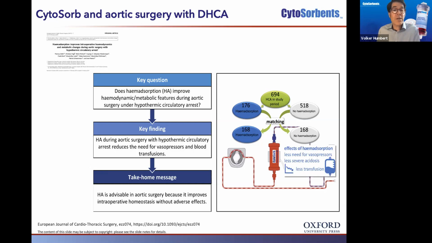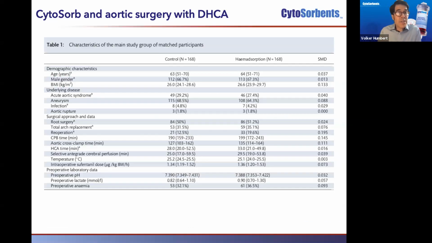control patients. And after a propensity score matching, we found nearly 170 patients on each side to be compared. The key finding was that the use of Cytosorb during aortic surgery was reducing the need for vasopressors, was providing a more stable metabolic situation, and was providing less need for transfusion without any adverse events. And a very interesting group of these 170 to 170 patients was especially the group with acute aortic syndrome.